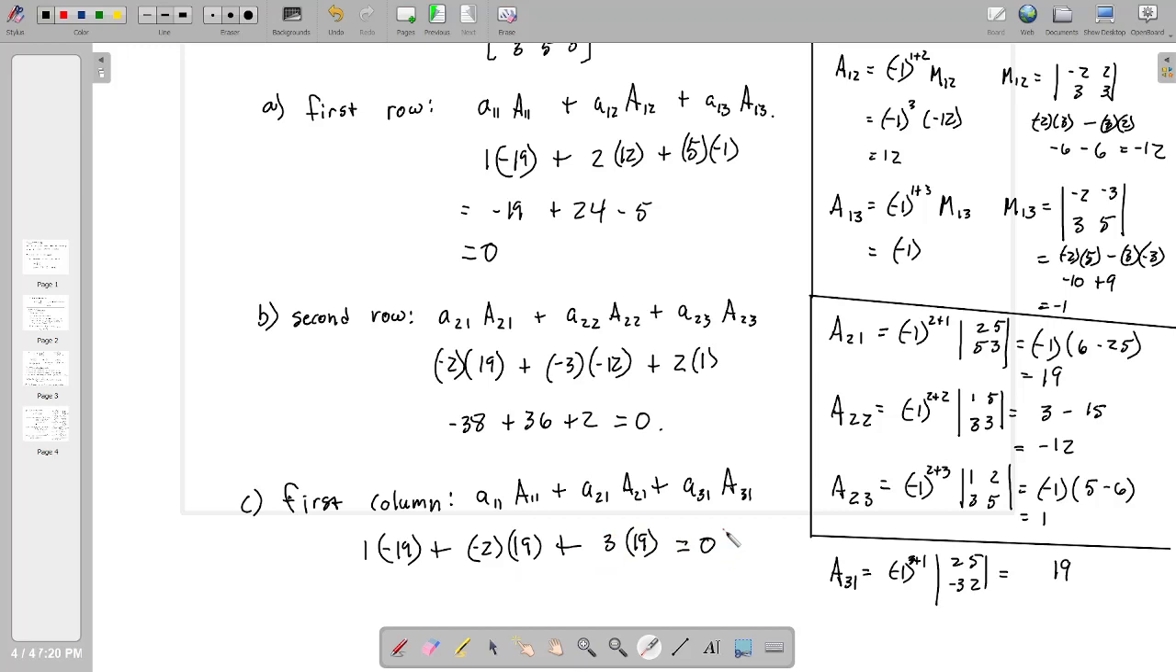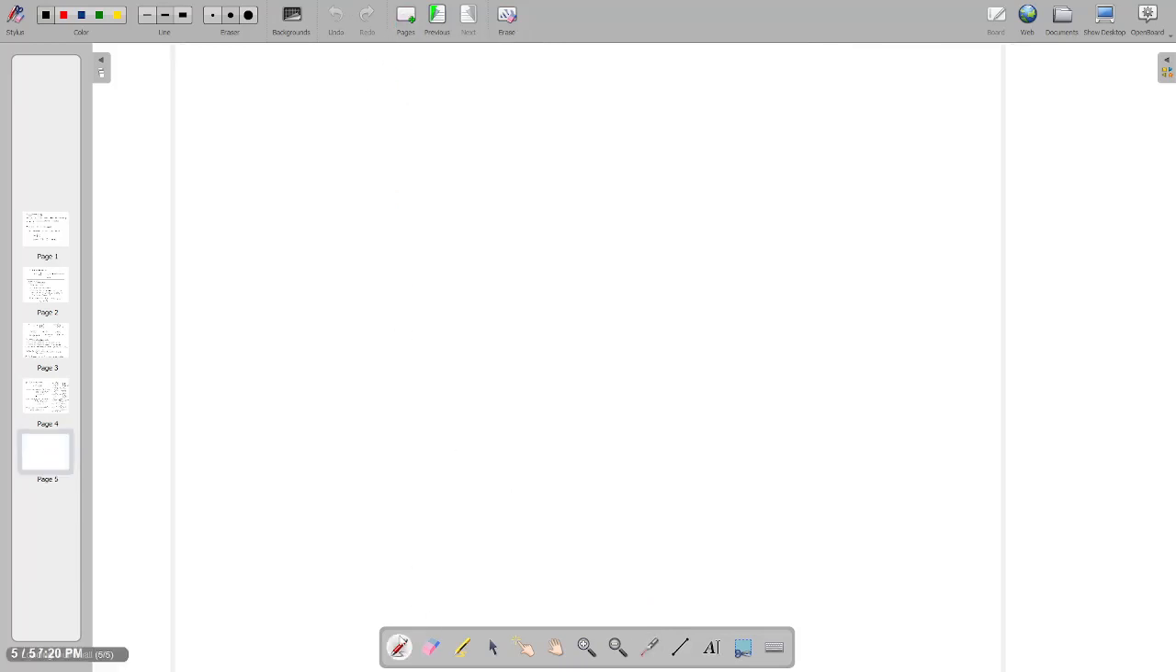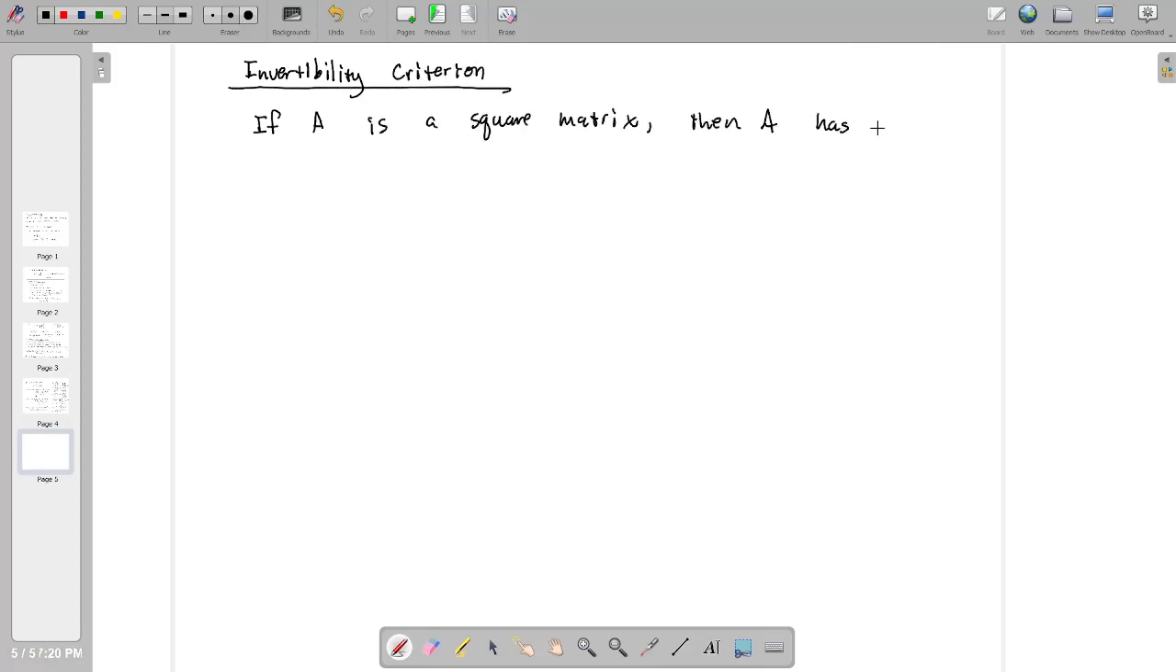Now, as I stated before on the previous example, having a 0 for a determinant is significant. We're going to talk about the invertibility criterion just for a second. If A is a square matrix, then A has an inverse if and only if the determinant of A is non-zero.